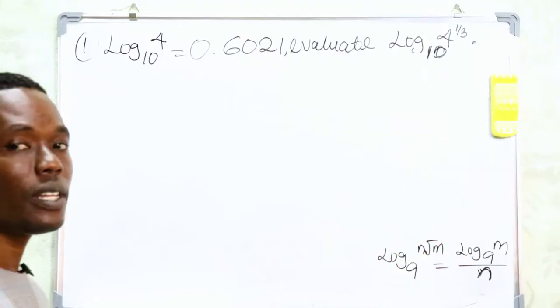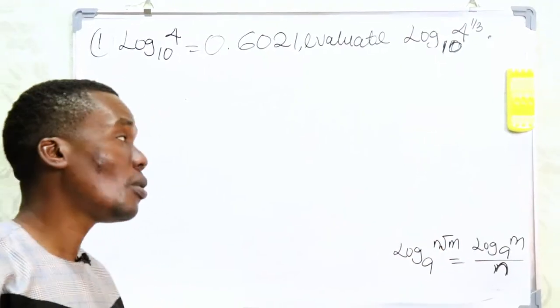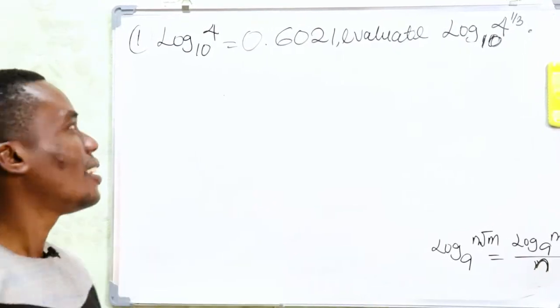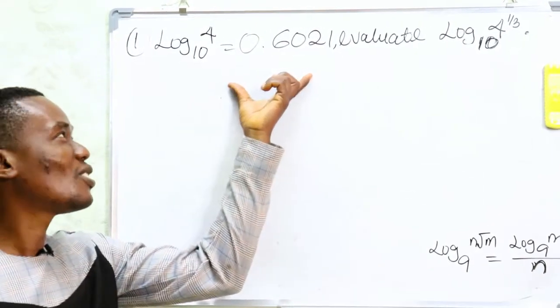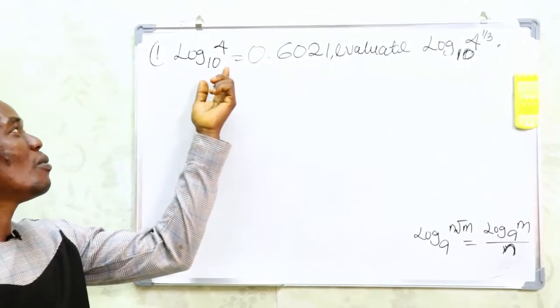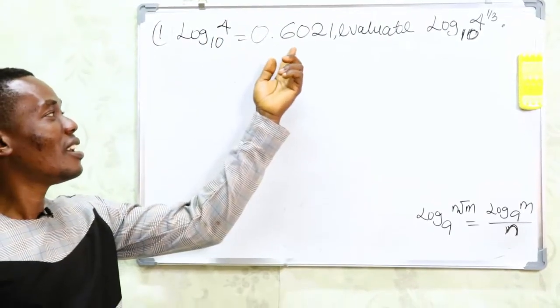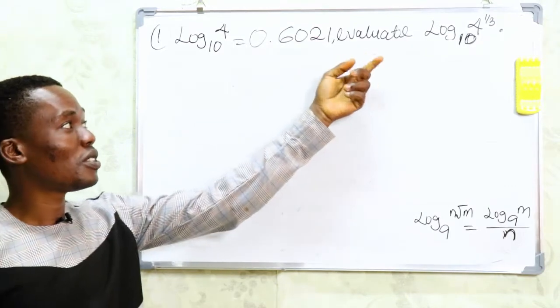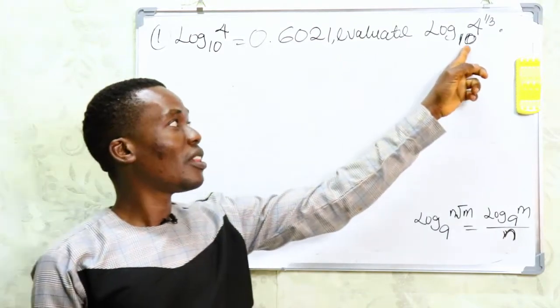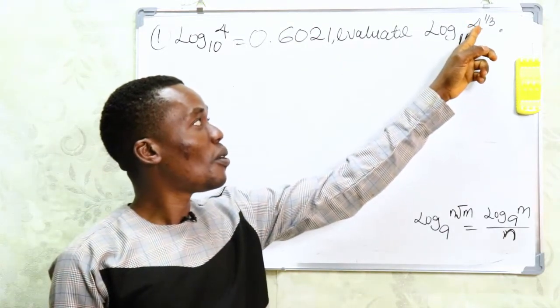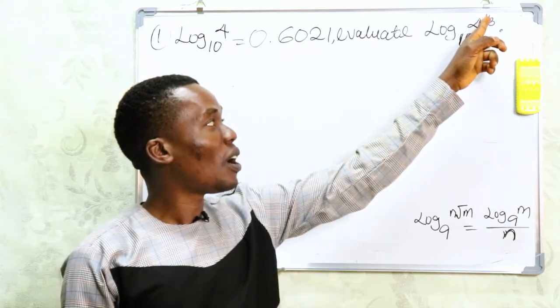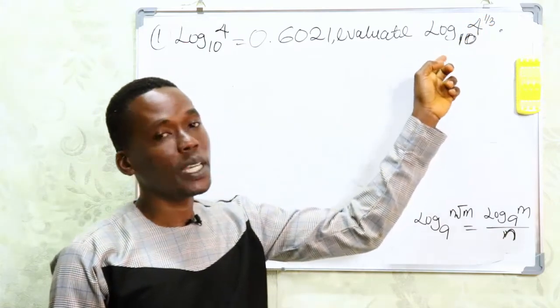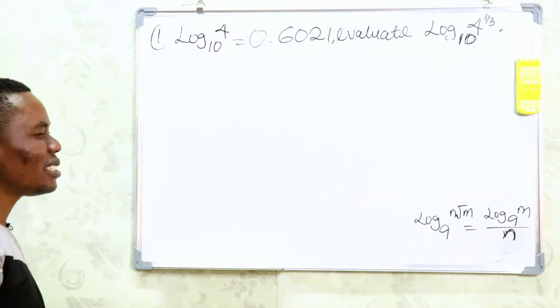Alright, now let's look at the first sample question of this topic, logarithm. If we look at this first sample question, you are given that the log of 4 base 10 is equal to 0.6021. You are asked to evaluate log of 4 raised to power 1 over 3 base 10. Now, how do we go about this?